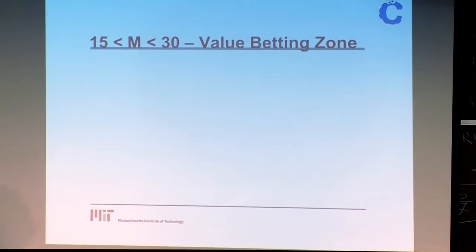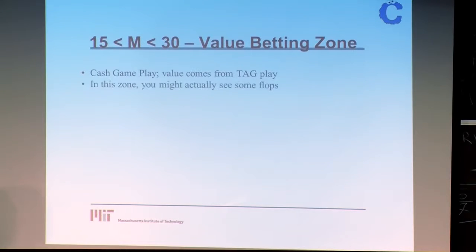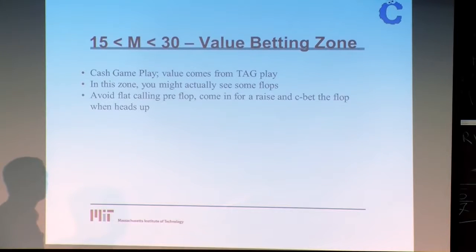So the value betting zone is where you might actually get to see a flop, and you have to plan for that. Your hand pre-flop is actually valuable to the extent it hits the flop, not like when you have lower M, where your hand's going to be valuable to the extent that you're likely to be winning pre-flop. So this play in 15 to 30M is very similar to what a cash game play is like. So you're probably going to see a bunch of flops, and we're going to plan accordingly.